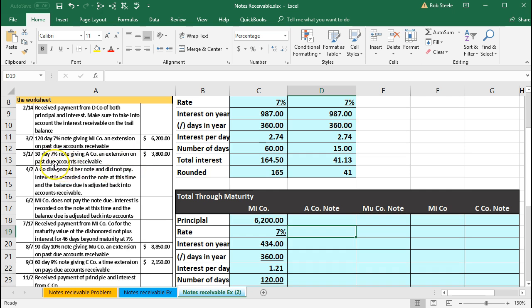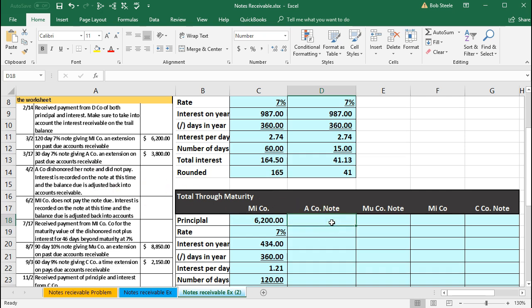What do we do with the interest and the number of days? Why do we have that information? Well, we have that information for when we get the payment to know how much we're going to earn on it, but we don't do anything with it until time passes, because this represents earning revenue over time. Okay, so we're going to calculate this.